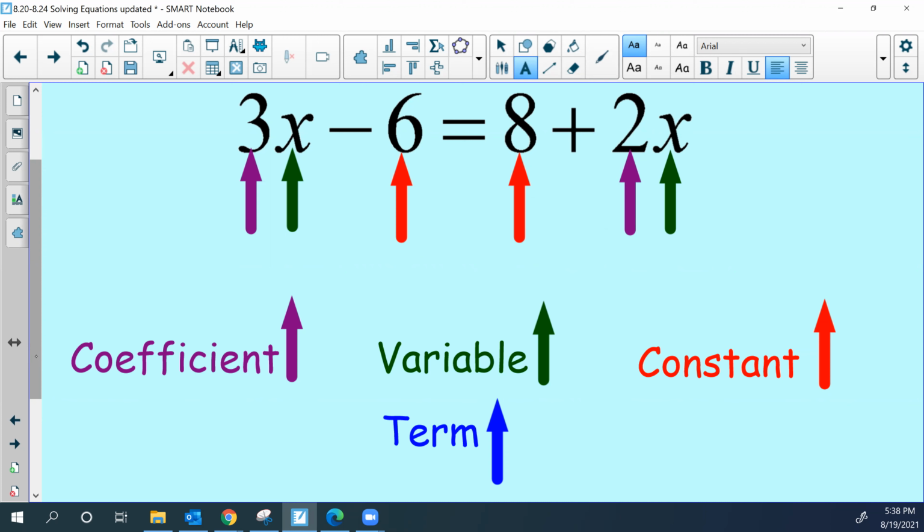The last thing we have here is term. All 4 of these would be considered terms. So 3x is a term, 6 is a term, 8 is a term, and 2x is a term. Any of those 4 would be considered terms, but we would not say 3x minus 6 is a term. Only the 3x individually, the -6 individually, the 8 individually, and the 2x individually would be considered a term.